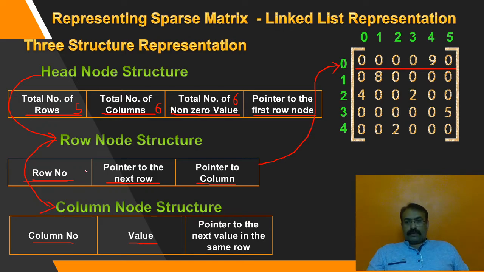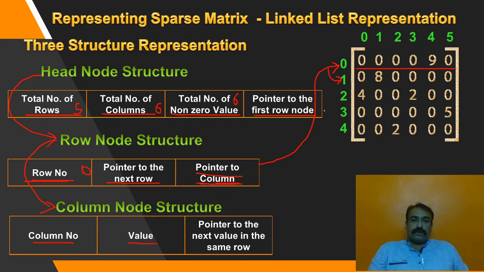So the row number is going to be 0 here. Then the pointer to the next row. It will hold the address of the next row node structure, which may have some non-zero elements. If there are no non-zero elements in a row, it will not be stored at all. It can be skipped directly. But if there are, then it is going to store the next row node. Fine. And then third is the pointer to the column node.